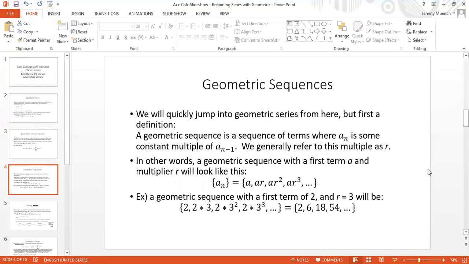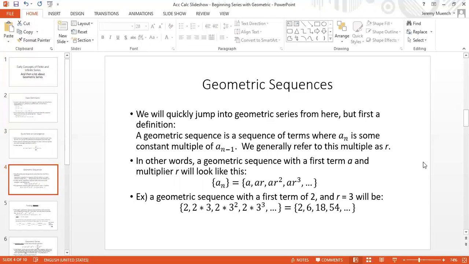So a geometric sequence with the first term of 2 and an r of 3 is just going to be 2, then 2 times 3, then 2 times 3 squared, 2 times 3 cubed, and so on. You can see that computed out, this is just 2, 6, 18, 54.